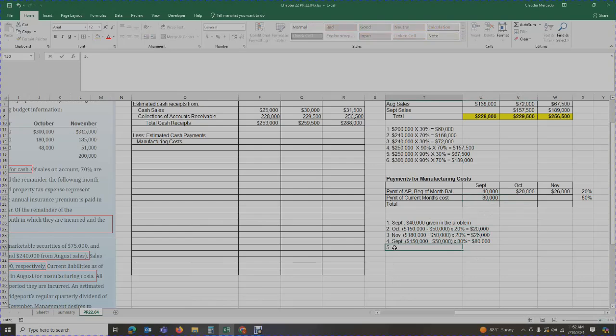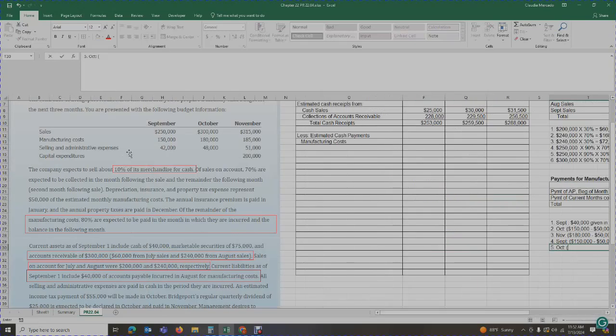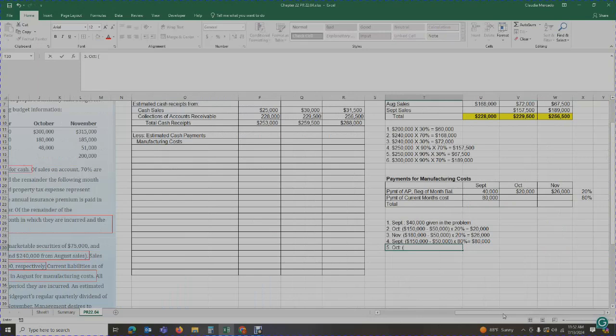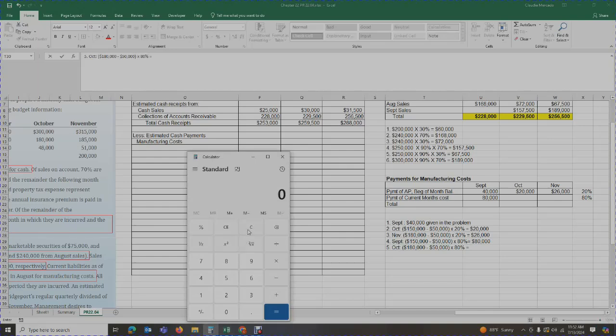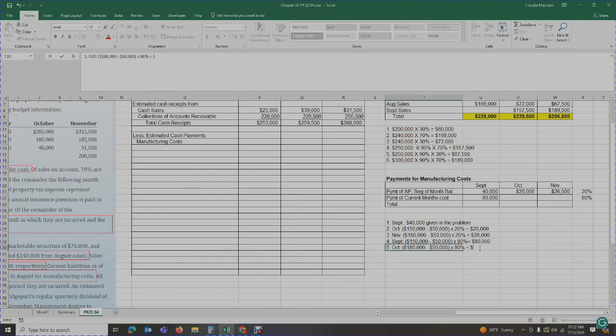Okay, we're going to repeat the same process for October. In October, my manufacturing costs were 180,000. I'm going to subtract the $50,000 of overhead, and I'm going to multiply it by my 80%. And let's see what that gives us. So 180,000 minus my 50,000 overhead times my 80% that I'm going to pay this month. That'll give me $104,000. So that would be 104,000 right here.